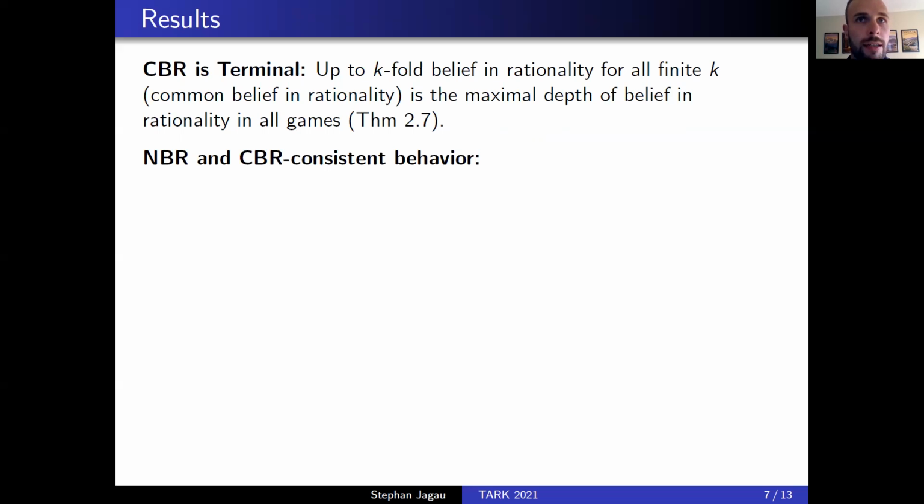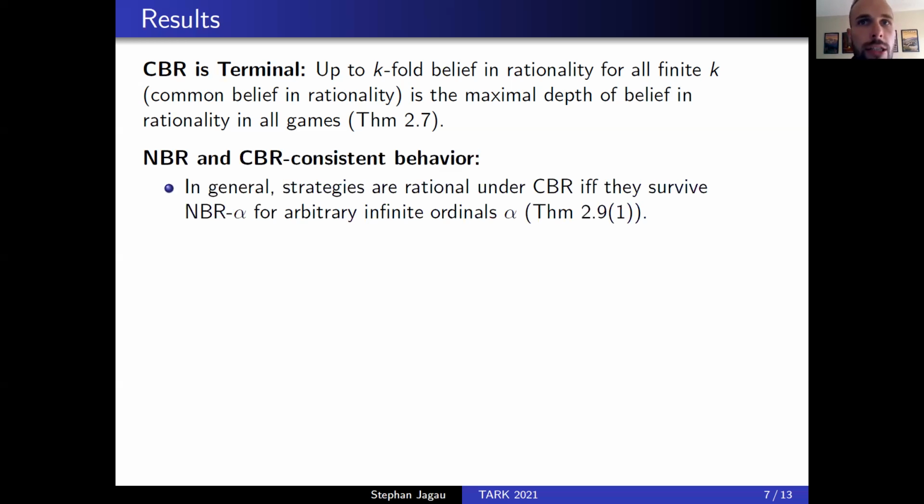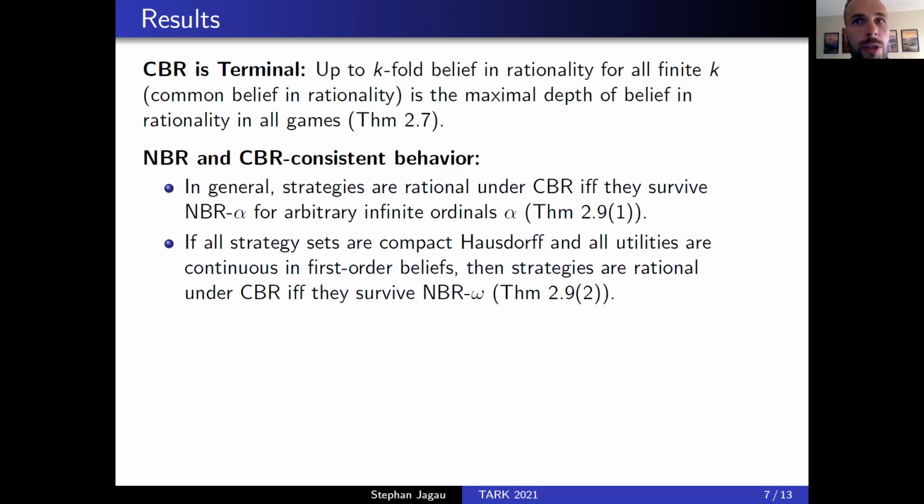Now, if we look at non-best replies and when that determines behavior consistent with common belief in rationality, then it gets a little more complicated. In general, strategies are rational under common belief in rationality if and only if they survive alpha-fold elimination of non-best replies for arbitrary infinite ordinals alpha, and only under certain assumptions. Those here are the most permissive ones that I know: compact Hausdorff strategy sets and utilities that are continuous in first order beliefs. Only under such conditions do we get the one-to-one correspondence between non-best replies and CBR consistency.